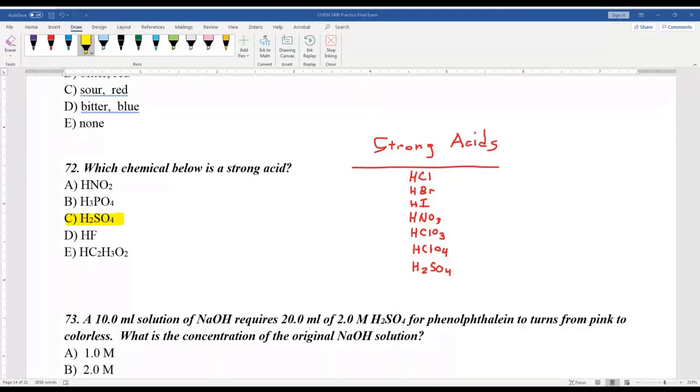Yeah, I wish I could say there's a trick to it or something, but unfortunately it's just a matter of memorizing the strong acids, knowing what they are. And most professors do expect you to have those memorized. All right, what else can I help you with?